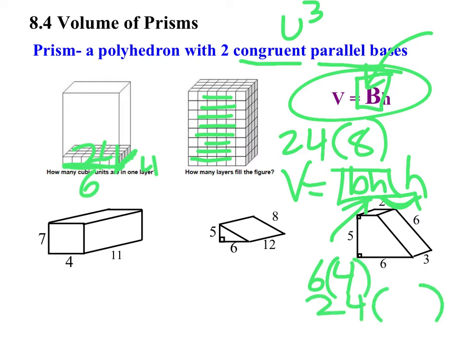Then I have to take it times the height, not of that base, but the height of the shape, which we found to be 8. And we can then take 24 times 8 to get the volume. Area of the base was 24. 8 stacks of that 24, if you want to think about it that way. And we get our answer of 192 in units cubed, because all volume is in units cubed.